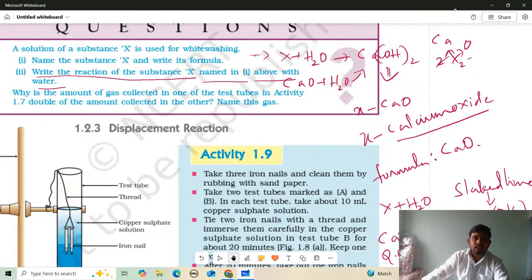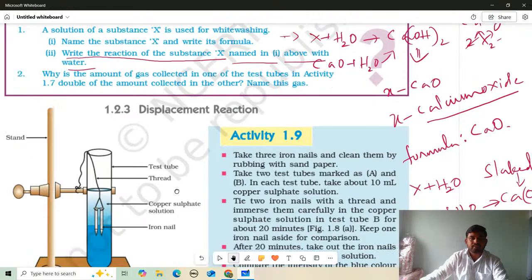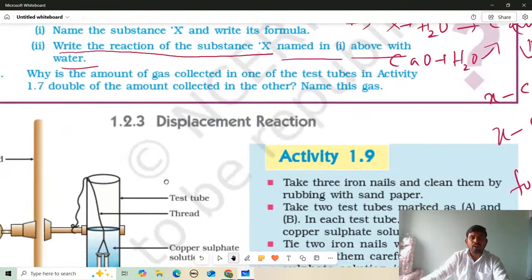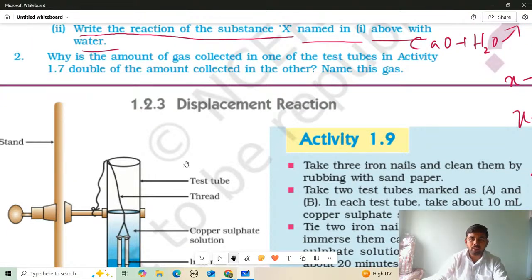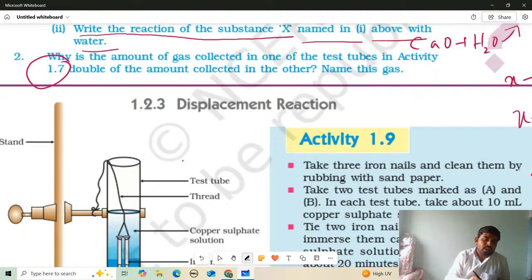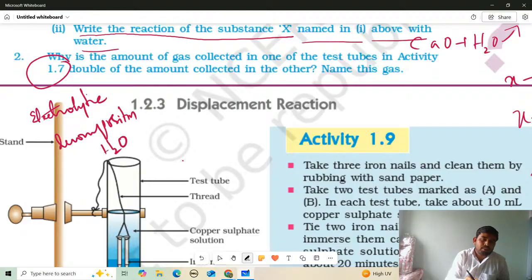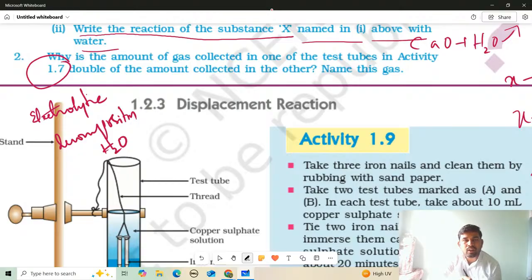So next question, you see. Why is the amount of gas collected in one of the test tubes double in Activity 1.7? Activity 1.7 means, remember, the electrolytic decomposition of water. Name the gas collected in one of the test tubes in the activity, and why is the amount of gas double?